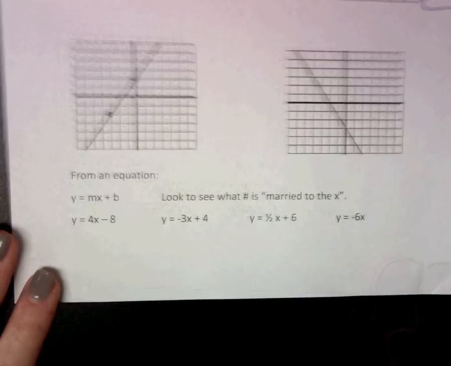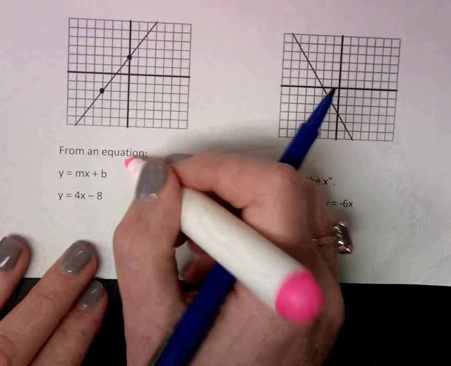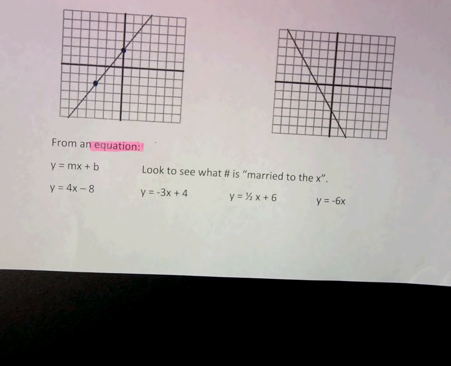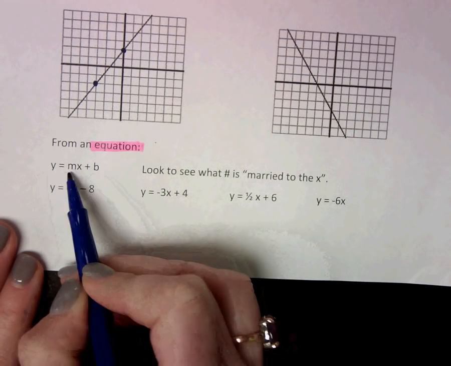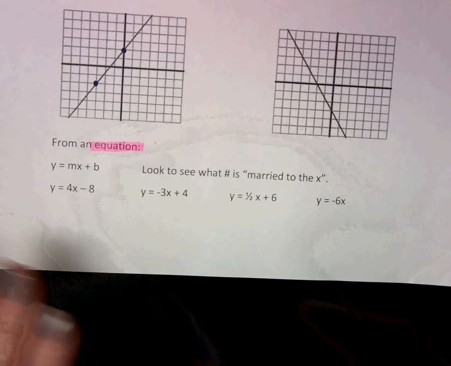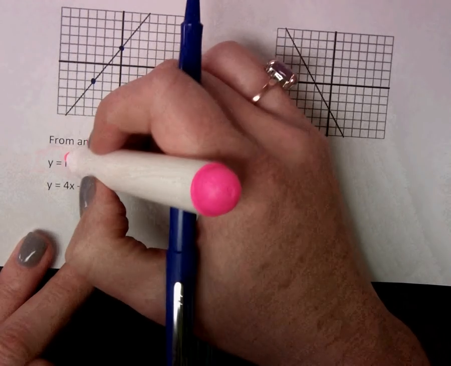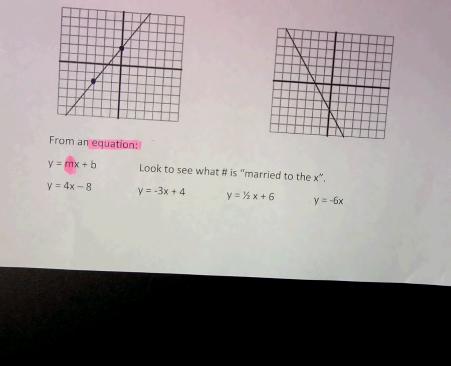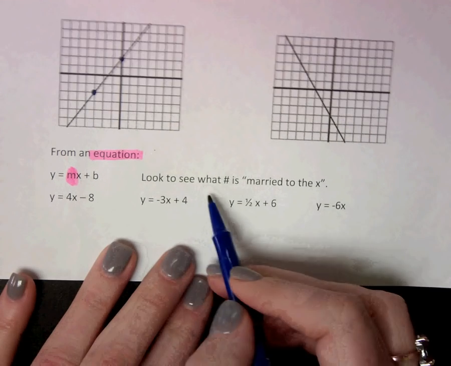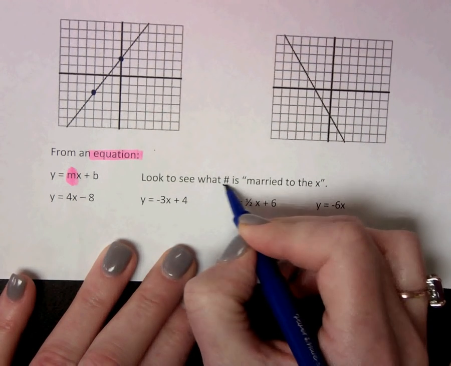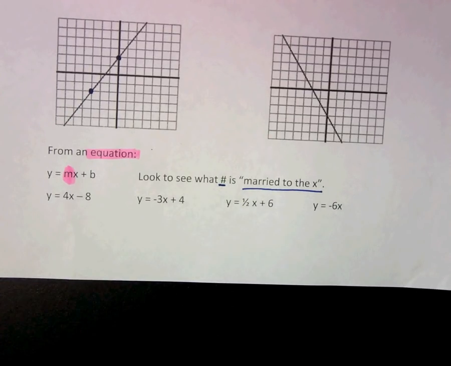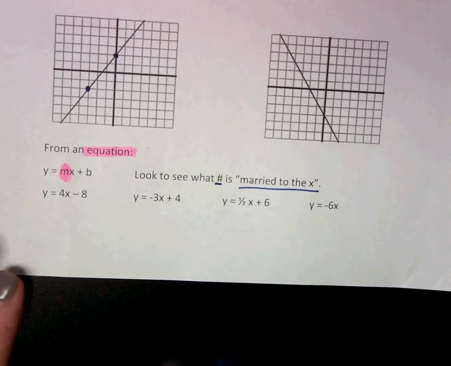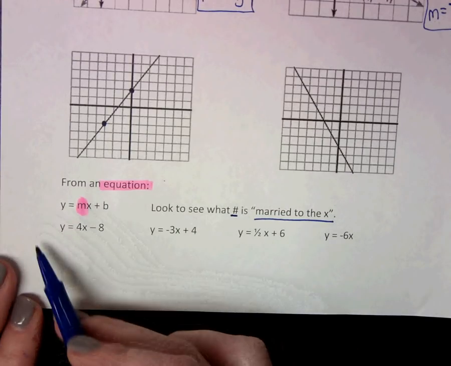Okay, then the last thing we need to know is how to identify a slope from an equation. Now that should be easy. We've already talked about slope-intercept form, y equals mx plus b. Remember, we've already said that the m is the slope. A way to remember it is you need to see what number is married to the x, what is attached to the x.